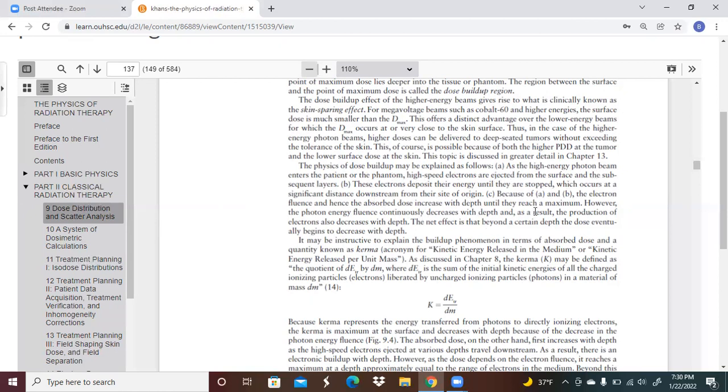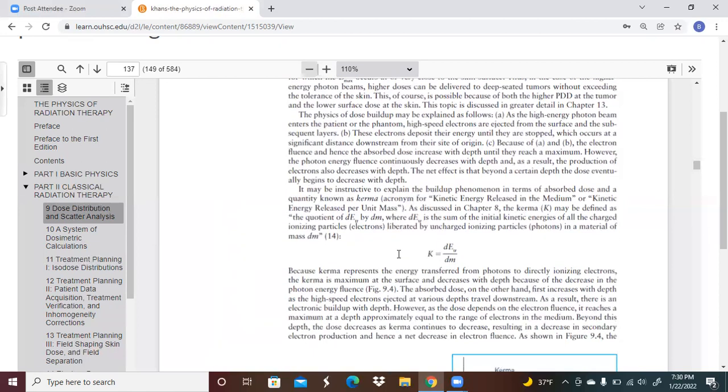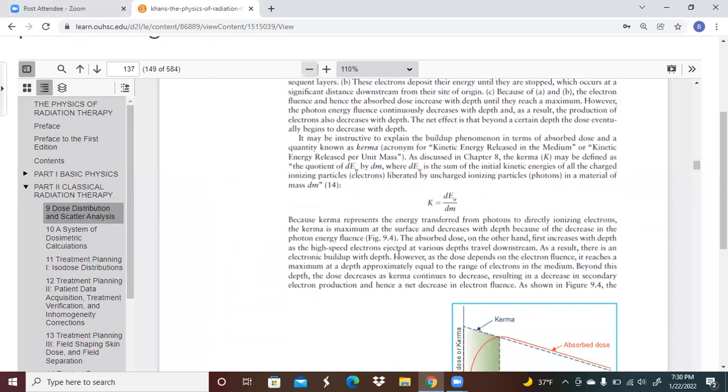Because you've got both of those going on, the electron fluence and hence the absorbed dose increase with depth until it hits a maximum. However, the photon energy fluence continuously decreases with depth, and as a result, the production of electrons also decreases with depth. And so the net effect is that beyond a certain depth, the dose eventually begins to decrease with depth.